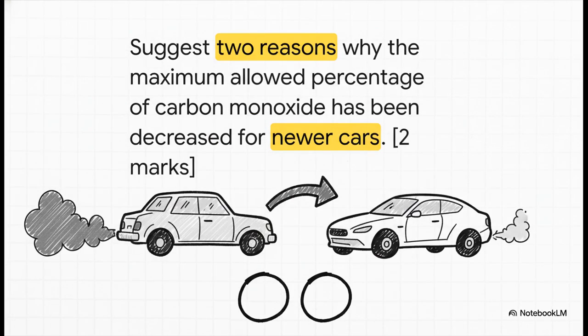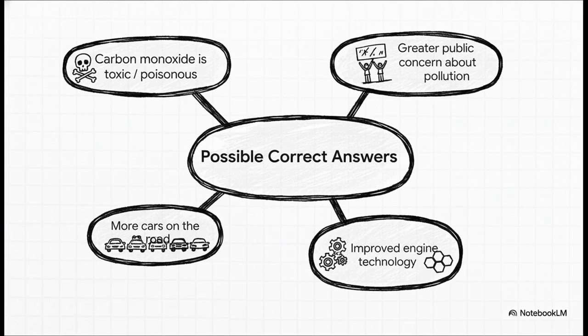Okay, next up. This one goes right back to that table we looked at. Remember how the limits were tighter for newer cars? Well, the question is, why? It's asking for 2 reasons, which means we need to give them 2 separate, clear points. And the cool thing here is you've got options. There isn't just one right answer. The mark scheme lists a bunch of things they'll accept.